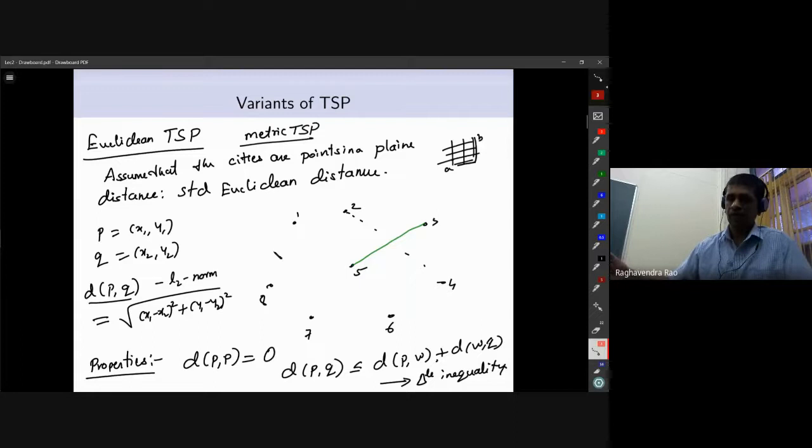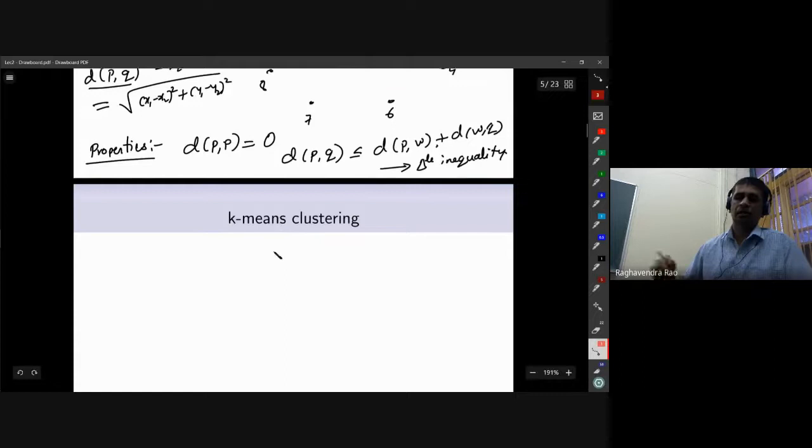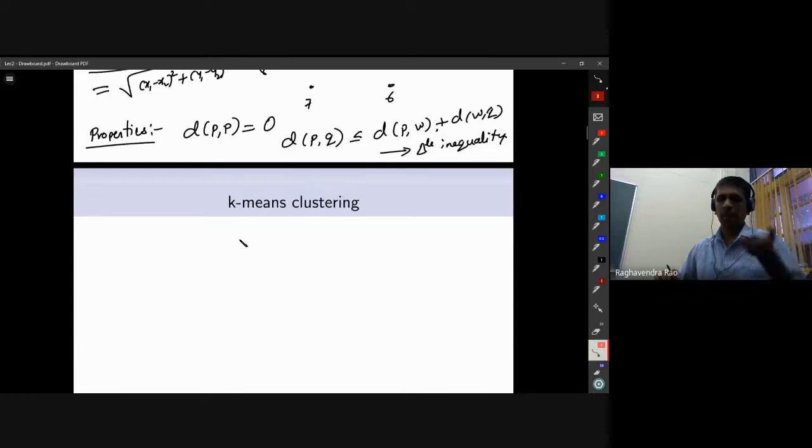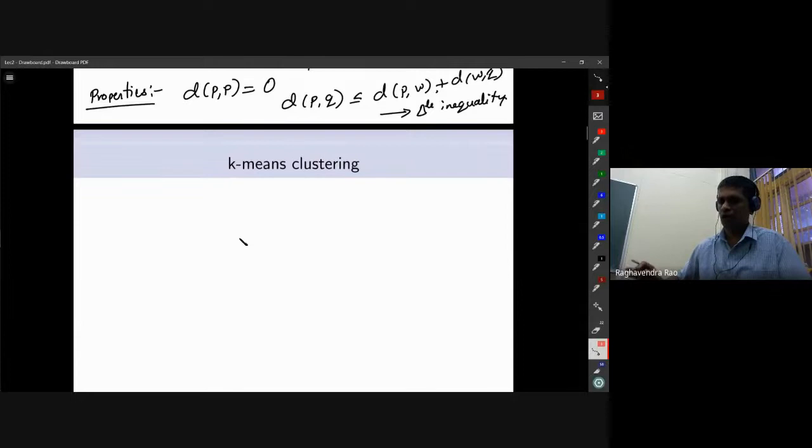Okay, a similar case is k-means clustering. Can I ask a question? How many of you have not heard of k-means clustering? Okay. Yeah, this is a fairly popular problem. These days people have gone beyond k-means clustering, but it is a very classical problem with lots of applications in machine learning. Any machine learning course will talk about clustering. There are instances where k-means is not sufficient.